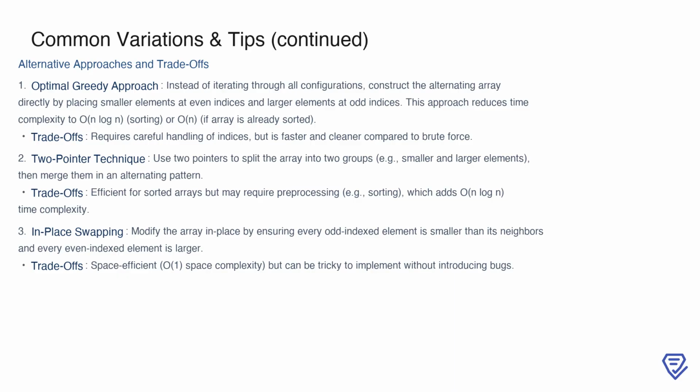Finally, there's the in-place swapping method. This approach modifies the array in place, ensuring that odd-indexed elements are smaller than their neighbors and even-indexed elements are larger. While it's space-efficient with O(1) space complexity, it can be tricky to implement without introducing bugs. Each of these methods has trade-offs, so choose the one that best fits the constraints and requirements of the problem.